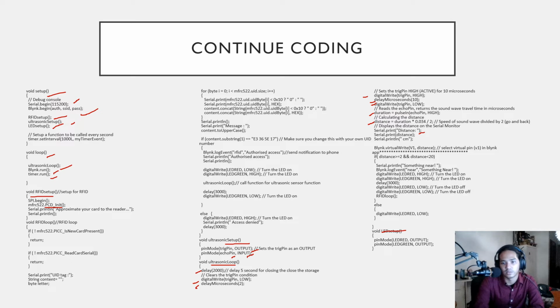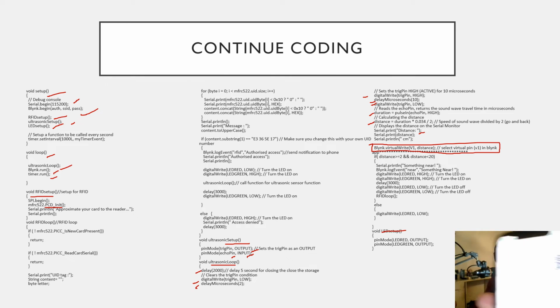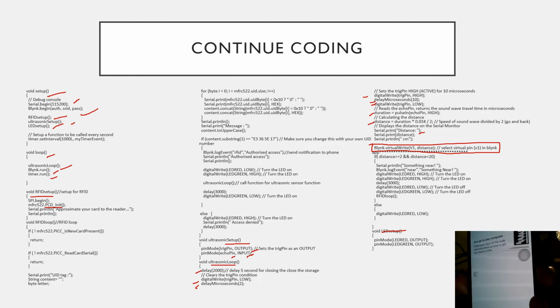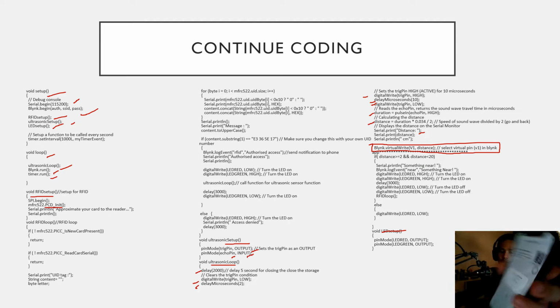Then for the next process, I write the distance and put it in my Blynk application. You can see it here. When I test this, it shows 42, 25 and 28, 43, 42.